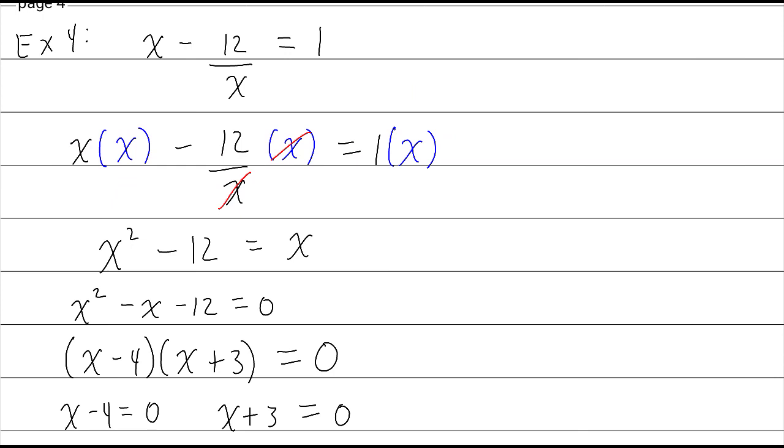So let's do 4 first. 4 minus 12 over 4 equals 1. Well, 12 over 4 is 3. So this is 4 minus 3 equals 1. Oh yeah, 1 equals 1. That one works. So 4 is good.